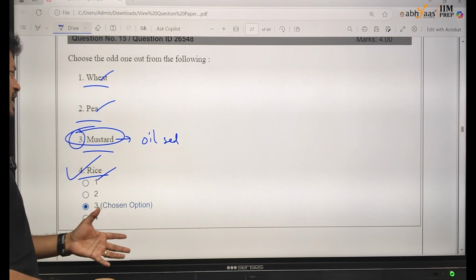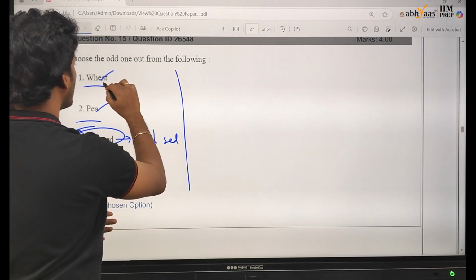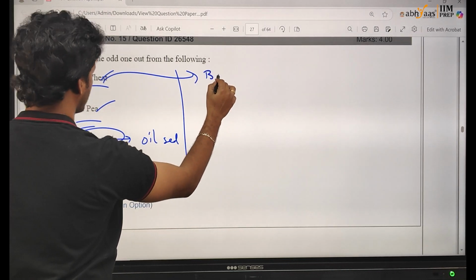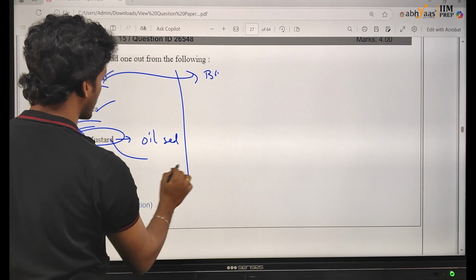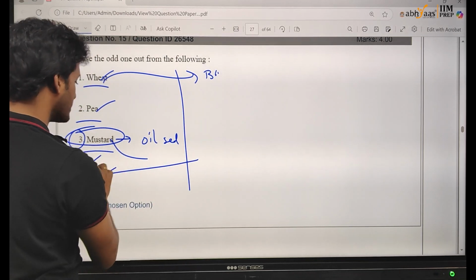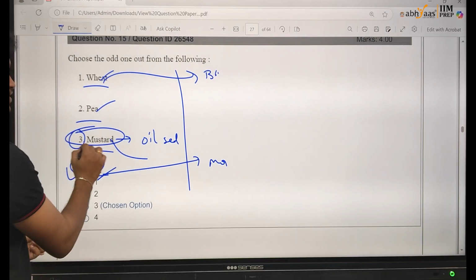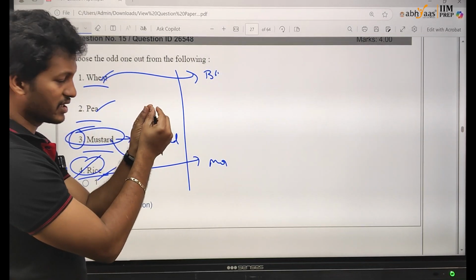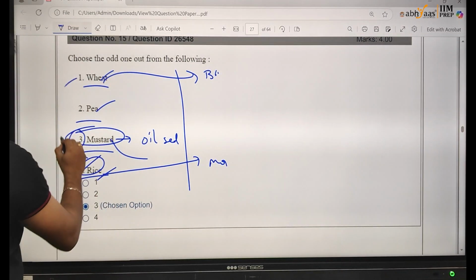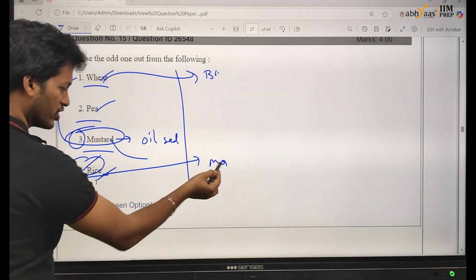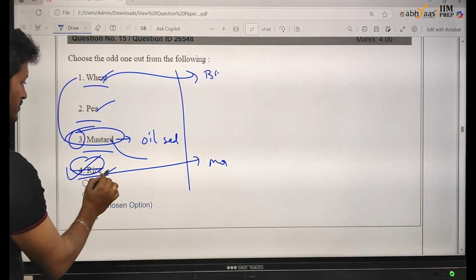But some people are saying that these are all dicots, and rice is a monocot. That means a single seed leaf will be there. For mustard, pea and wheat, there will be double seed leaves, right? Because of that, rice is the odd man out. According to your key, 4 is the right answer.